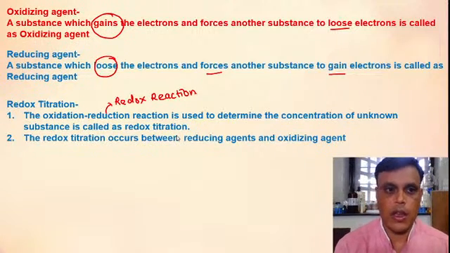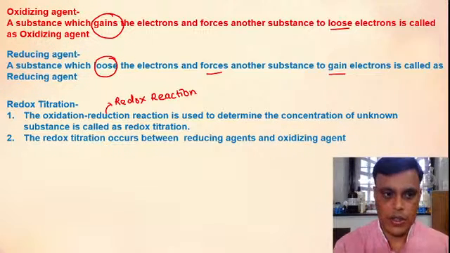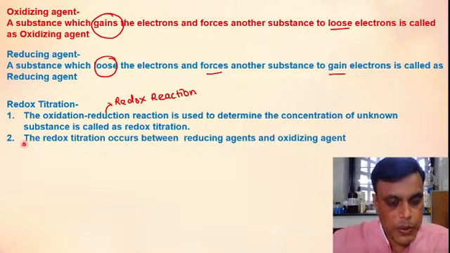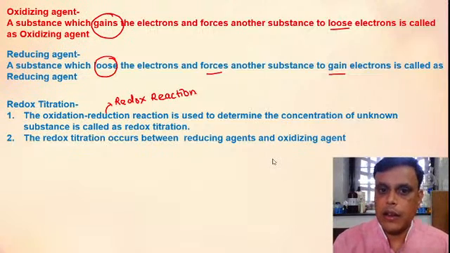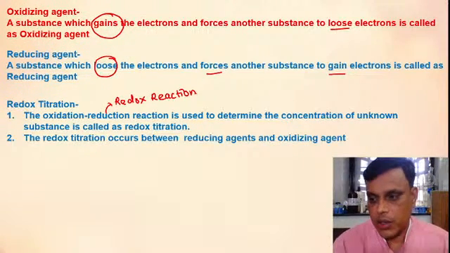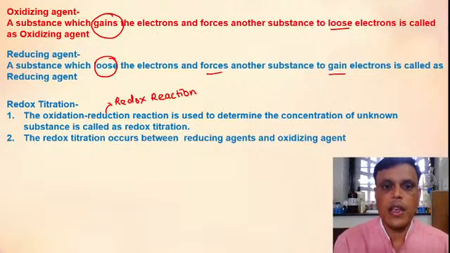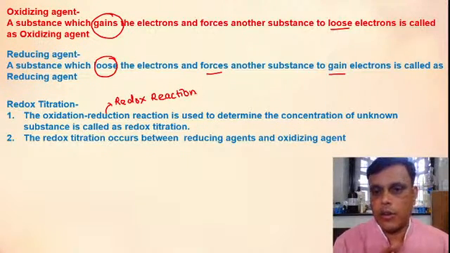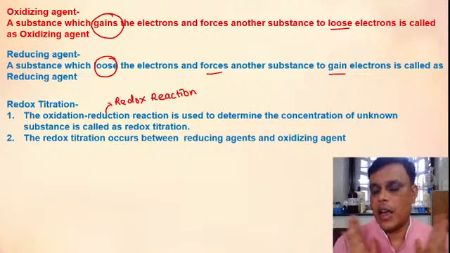मैंने आप लोगों को पहले बोला था, when the redox reaction is used for the purpose of determination of concentration of unknown substance, then that titration is called as a redox titration. These oxidation and reduction reactions occur between reducing agent and oxidizing agent. Because अगर एक रिड्यूस हो रहा है तो दूसरा क्या हो जाएगा? ऑक्सीडाइज हो जाएगा. अगर एक ऑक्सीडाइज होता है तो दूसरा रिड्यूस होता होगा. So reduction and oxidation take place simultaneously. So this redox titration takes place between reducing agent and oxidizing agent.